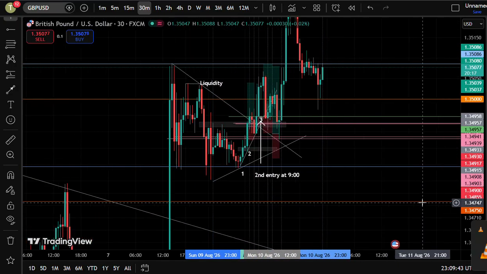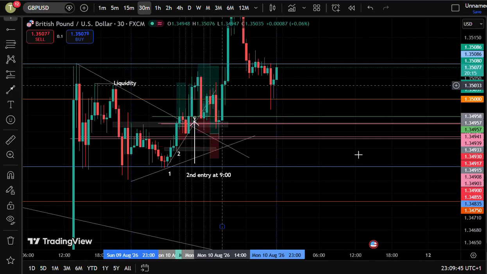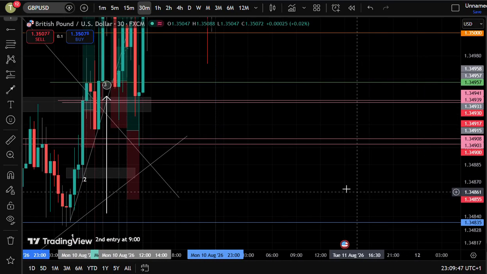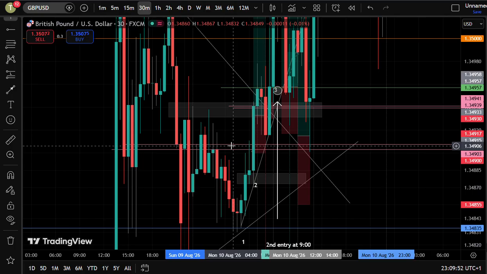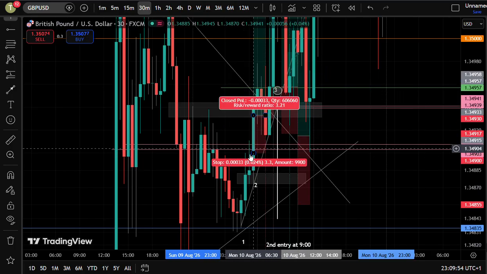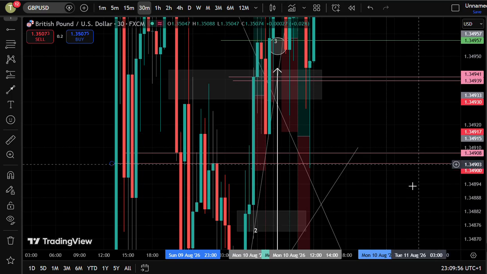It makes the entry more sniper. Look at what I did here. I came to 30 minutes. You see the sniper entry at 30 minutes? Look at this. So now we are at the second entry. This was for the first entry. Let's go to the second entry.